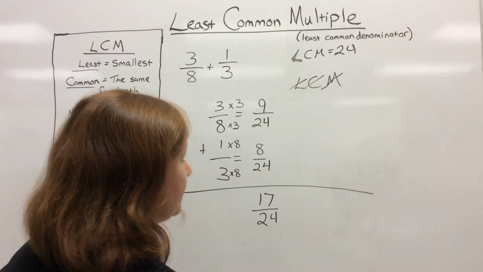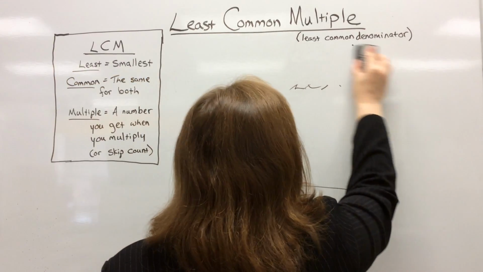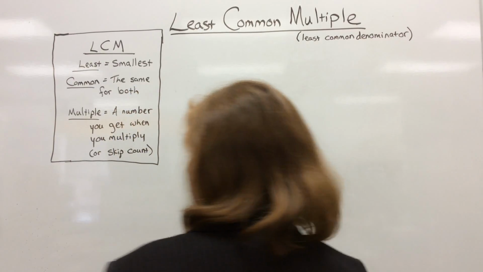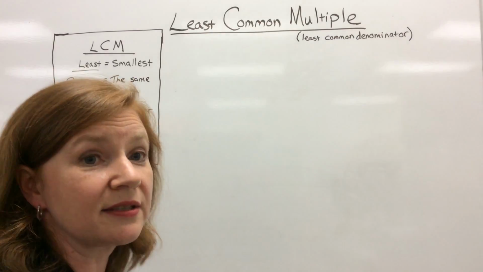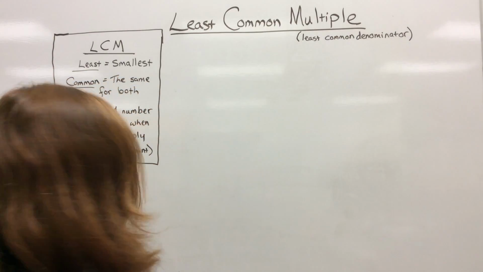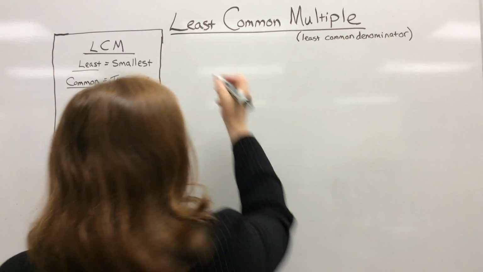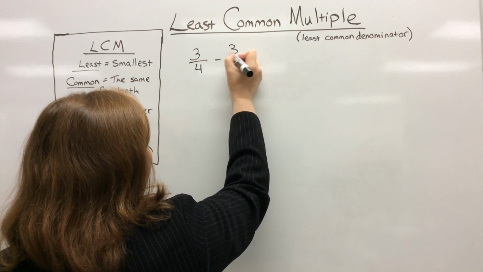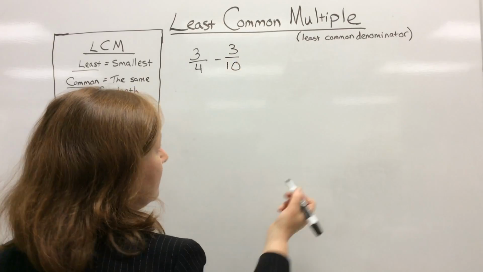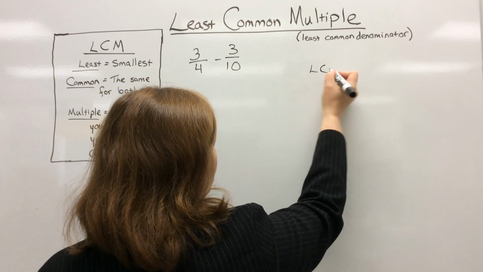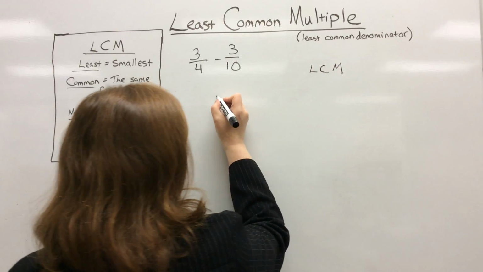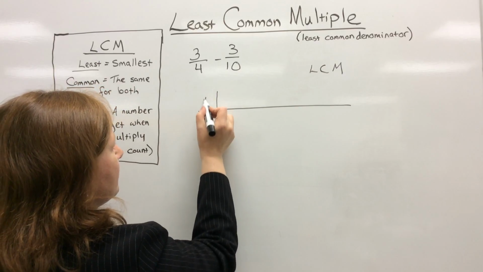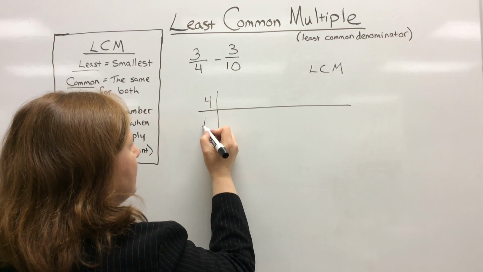We're going to do one more example. And this time we are going to subtract. We're going to subtract 3/4 minus 3/10. I'm going to write LCM in the corner, least common multiple, and I'm going to make my T-chart with my denominators. So one denominator is 4, and the other denominator is 10.